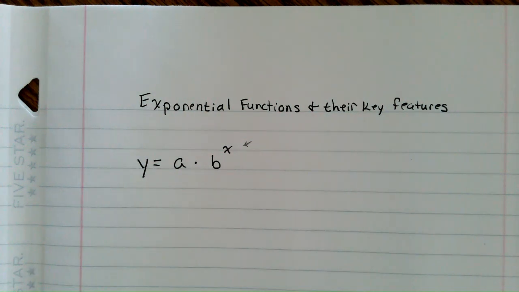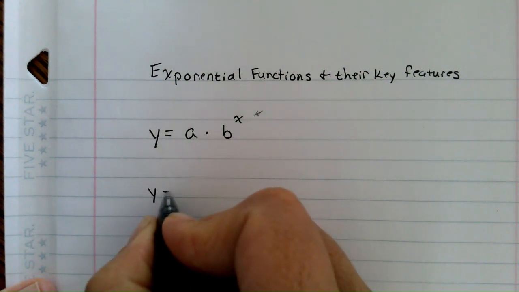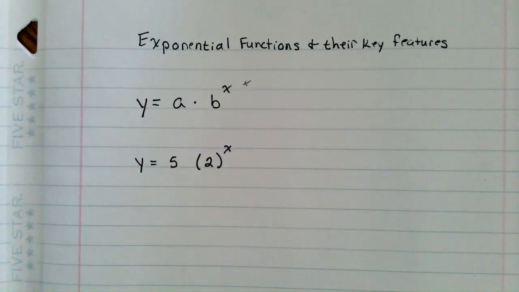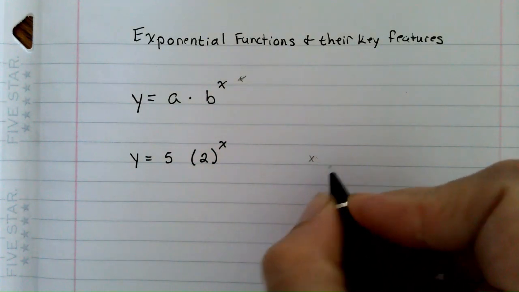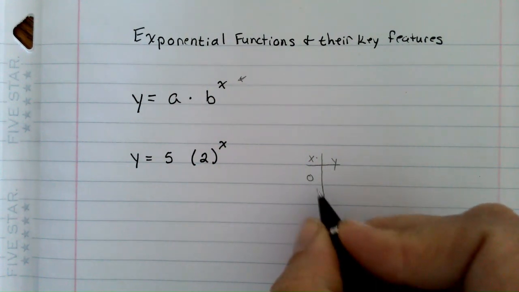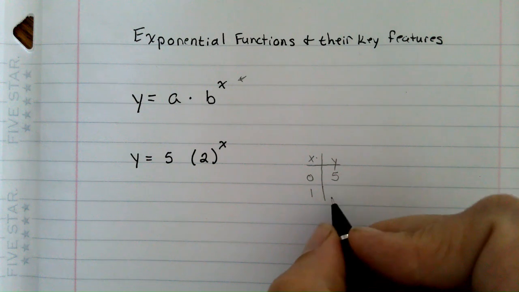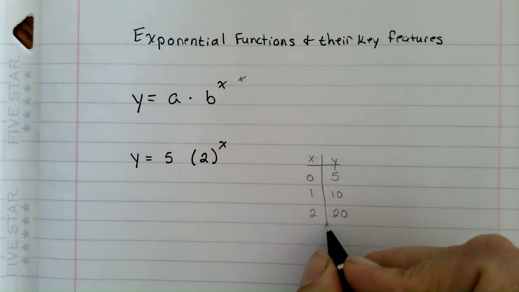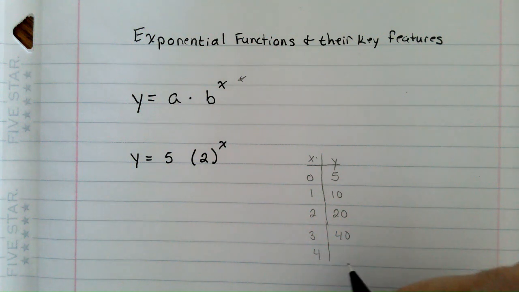So let's go ahead and just look at something and see what happens here. Let's do 5 times 2 to the x. Well, if x is 0, if you utilize a calculator, anything to the 0 power is 1, times 5 is 5. 5 times 2 to the first is 10. 5 times 2 squared is 20. 5 times 2 cubed is 40. 5 times 2 to the fourth is 80.